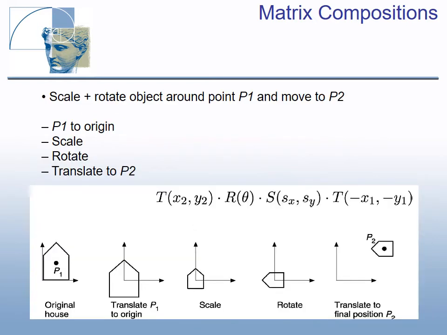The composition of transformations can also be used to combine a sequence of transformations into a single one, as shown here for 4 transformations. First, move P1 to the origin. Second, scale about the origin. Third, rotate about the origin. And the last one, translate to P2. The single composite transformation matrix can be obtained by multiplication of 4 individual matrices.